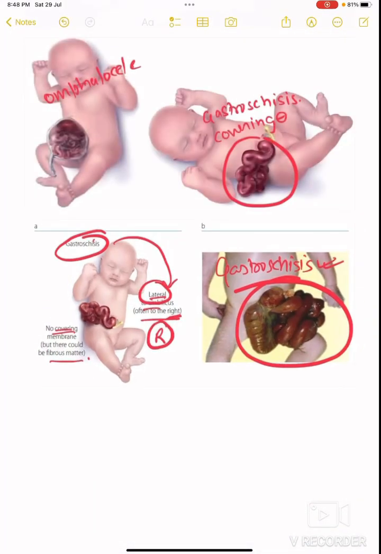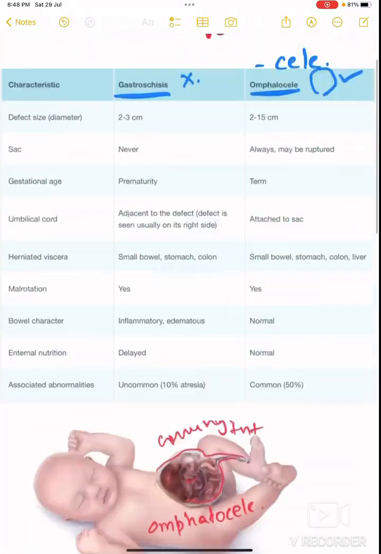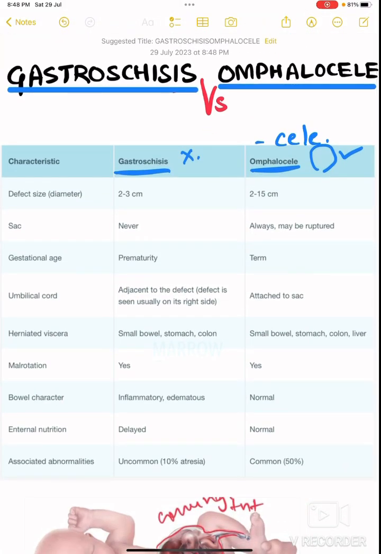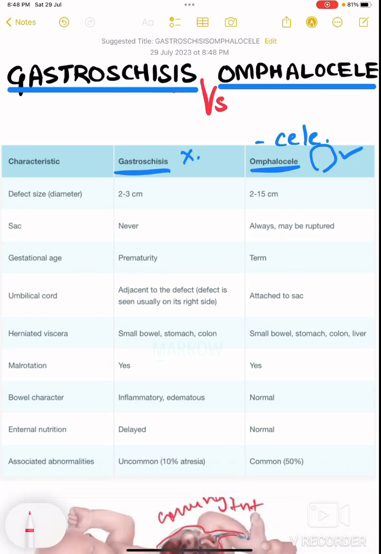By this time you must be very good at identifying and differentiating these two in images. But now we have to read the theory. What is the difference between omphalocele and gastroschisis? First of all, which of these two is the more severe disease? The more severe disease is actually gastroschisis, but there is a catch in this, which I will tell you later.